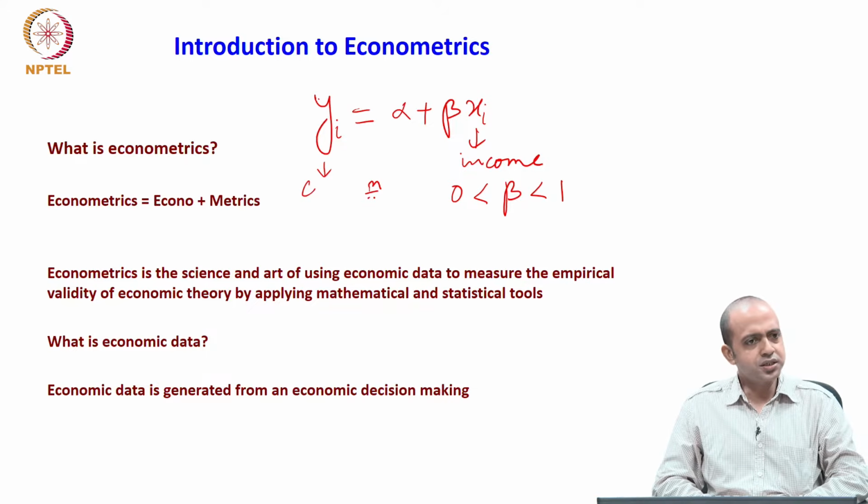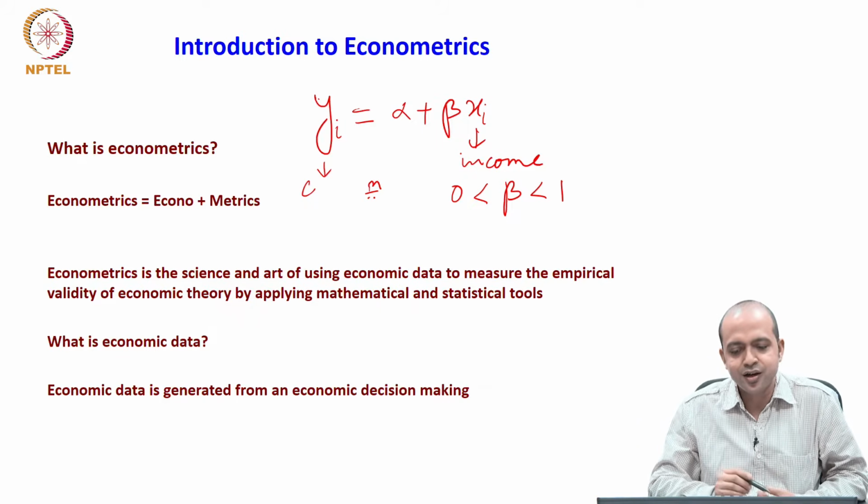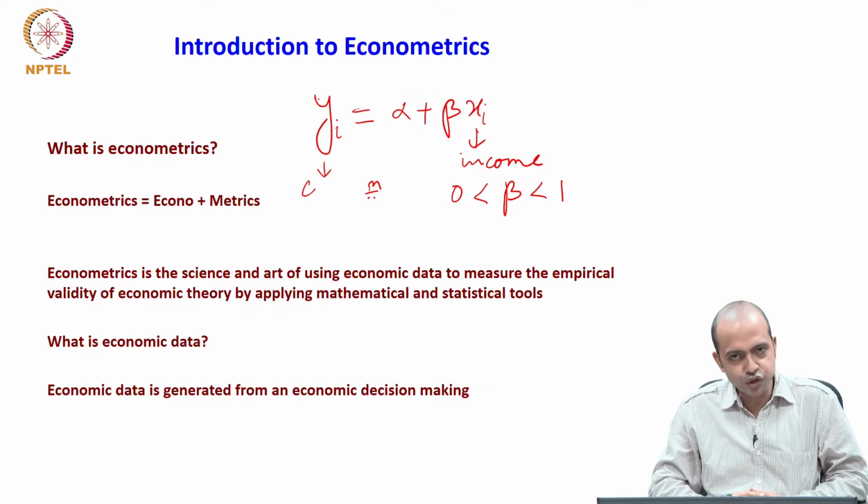Okay. Then what is statistics? That means what is the job of a statistician? A statistician's job is to collect data on consumption, data on income, then process the data, and also present the data using some charts and tables. But a statistician will never venture into using this data to check the empirical validity of economic theory. Someone who does that, he or she is actually an econometrician.